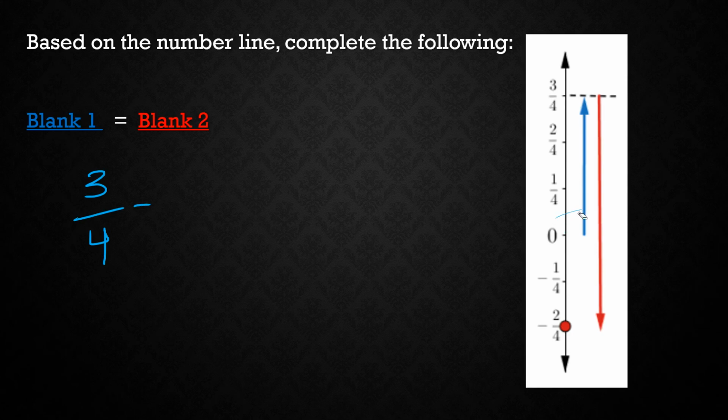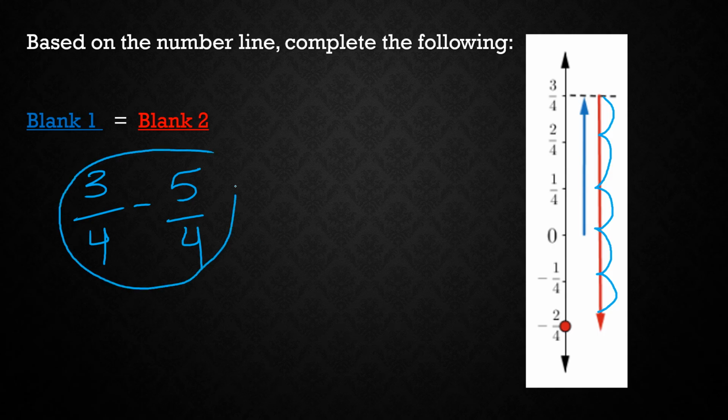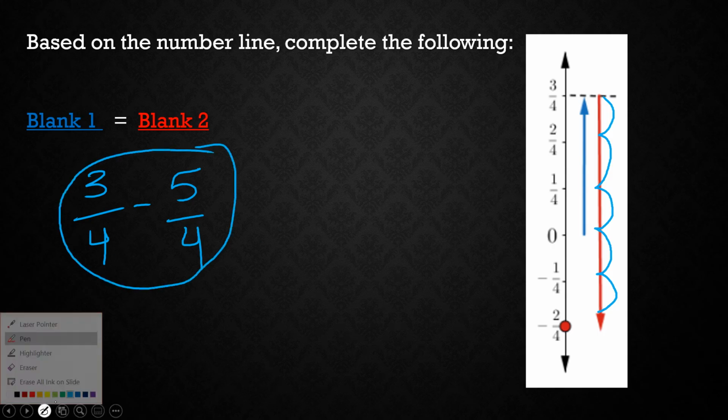Now each one of these tick marks goes by 1/4, right? So 1/4, 2/4, 3/4, and so on. So if I start up here, this is going to go down 1/4, 2/4, 3/4, 4/4, 5/4. Okay, so it's going to go down 5 over 4. So I would want this expression for blank 1.